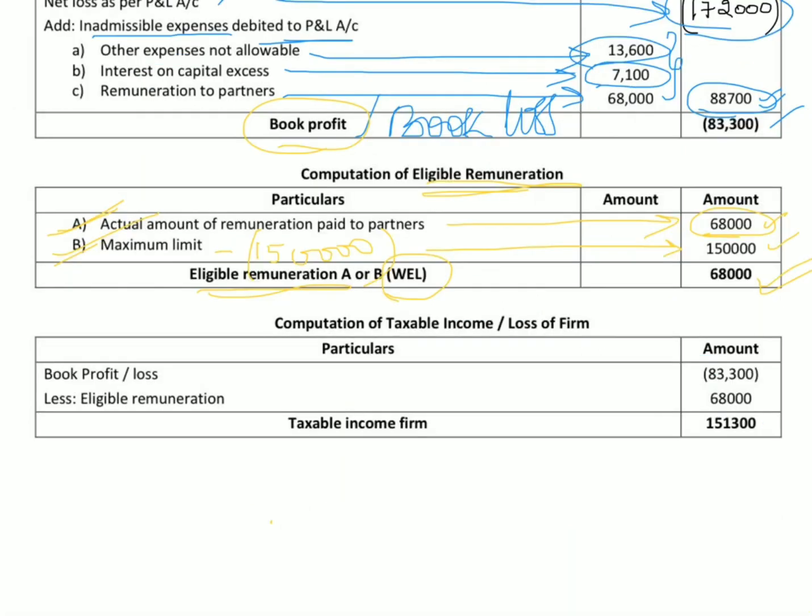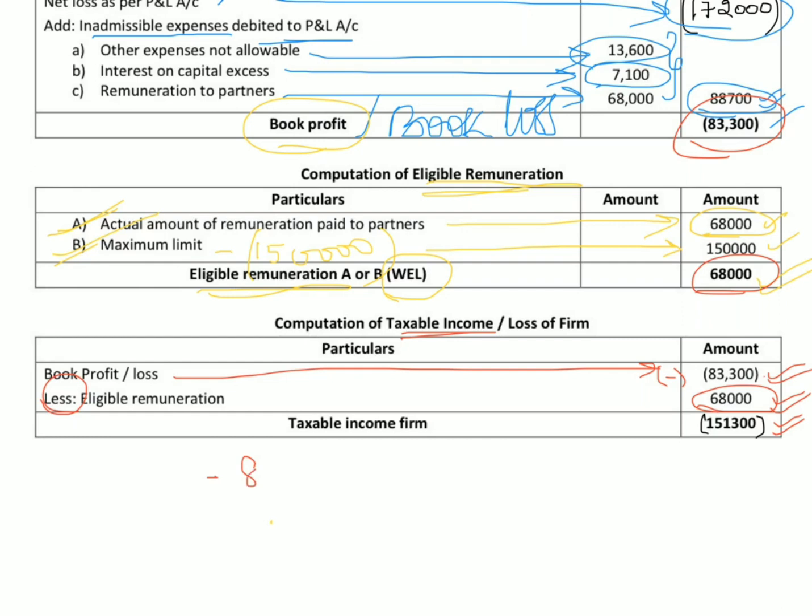To calculate the income of the firm, we will first consider book profit or loss. We have a book loss in the problem of 83,300, so we have a negative value, less eligible remuneration of 68,000. So book loss of 83,300 minus 68,000, we will get minus 1,51,300.